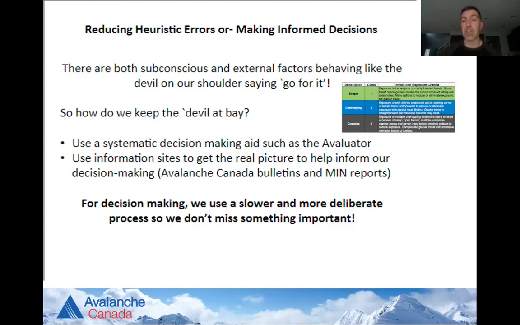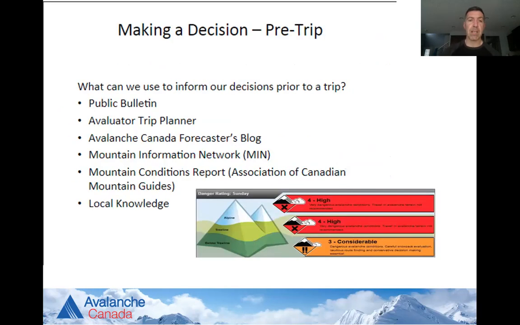Okay. So using lots of different sites to gain that information is what's going to help you. So, making a decision pre-trip: we need to be looking at the public bulletin, using our evaluator card, the Avalanche Canada forecasters blog. You can go into Avalanche Canada and have a look at all the resources on there. We're actually going to have a good look around the Avalanche Canada website in one of our presentations, so we'll physically do that.